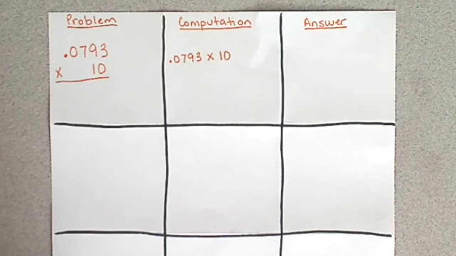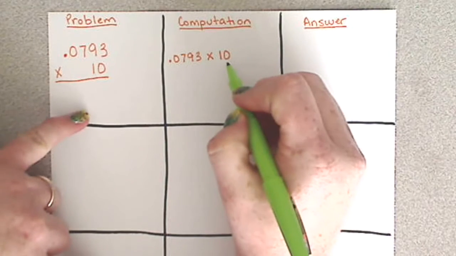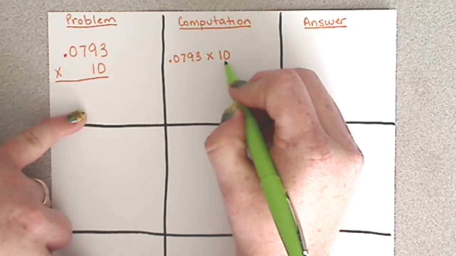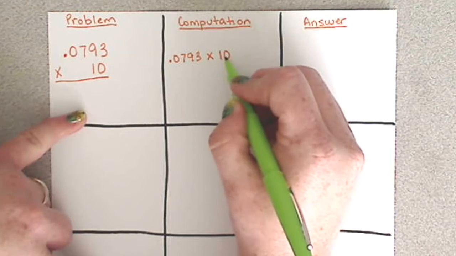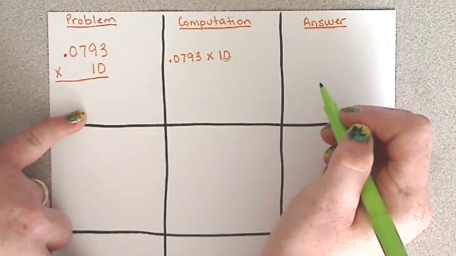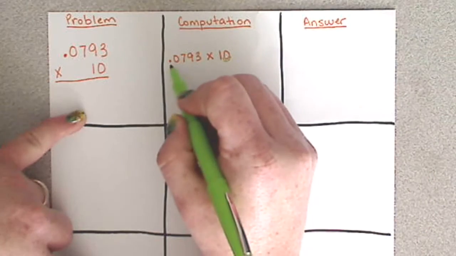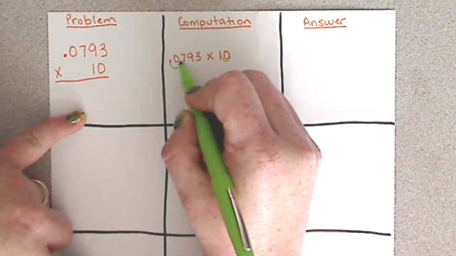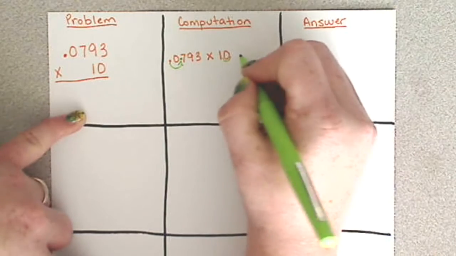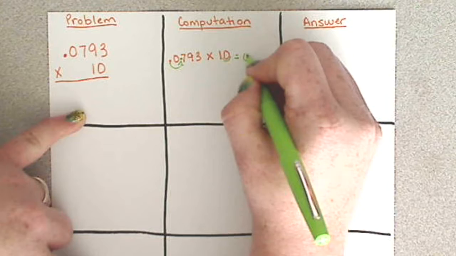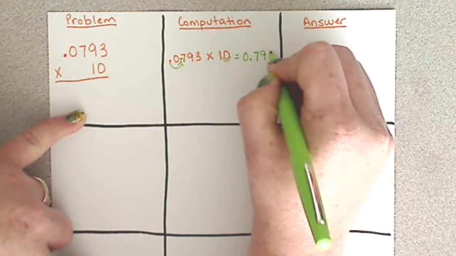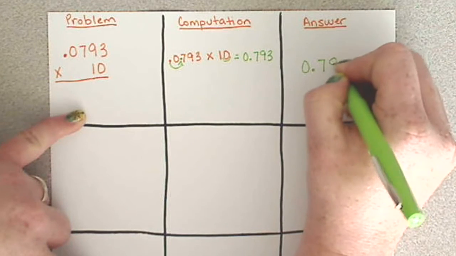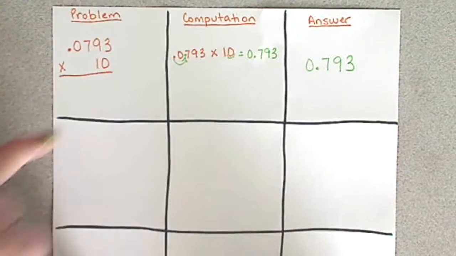Now, I'm going to take a different color to do this. And the first thing I'm going to do is come over to my second factor, and I am going to count the number of zeros in this factor, which is simply 1. Then I'm going to come over to my decimal factor, and I'm going to move the decimal to the right 1 time to give me an answer of 0 and 793 thousandths. It's that easy. All it is, is moving a decimal.